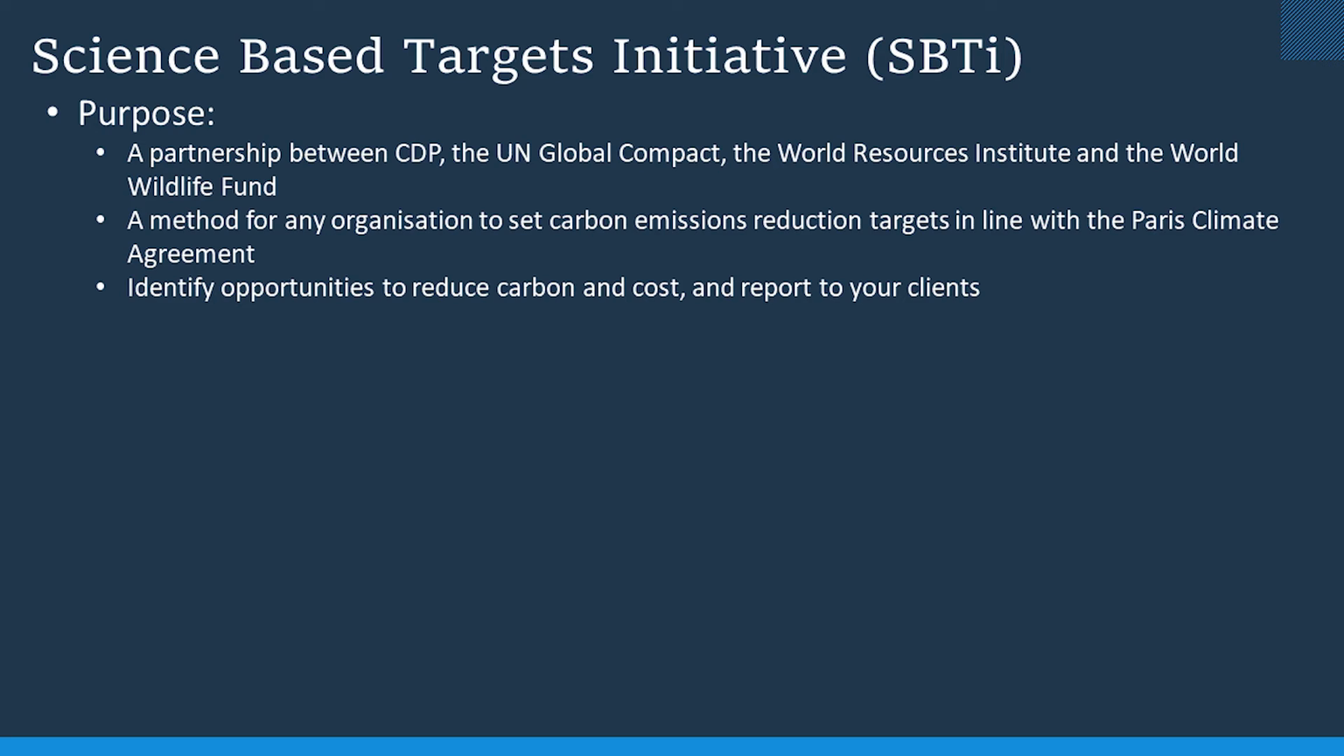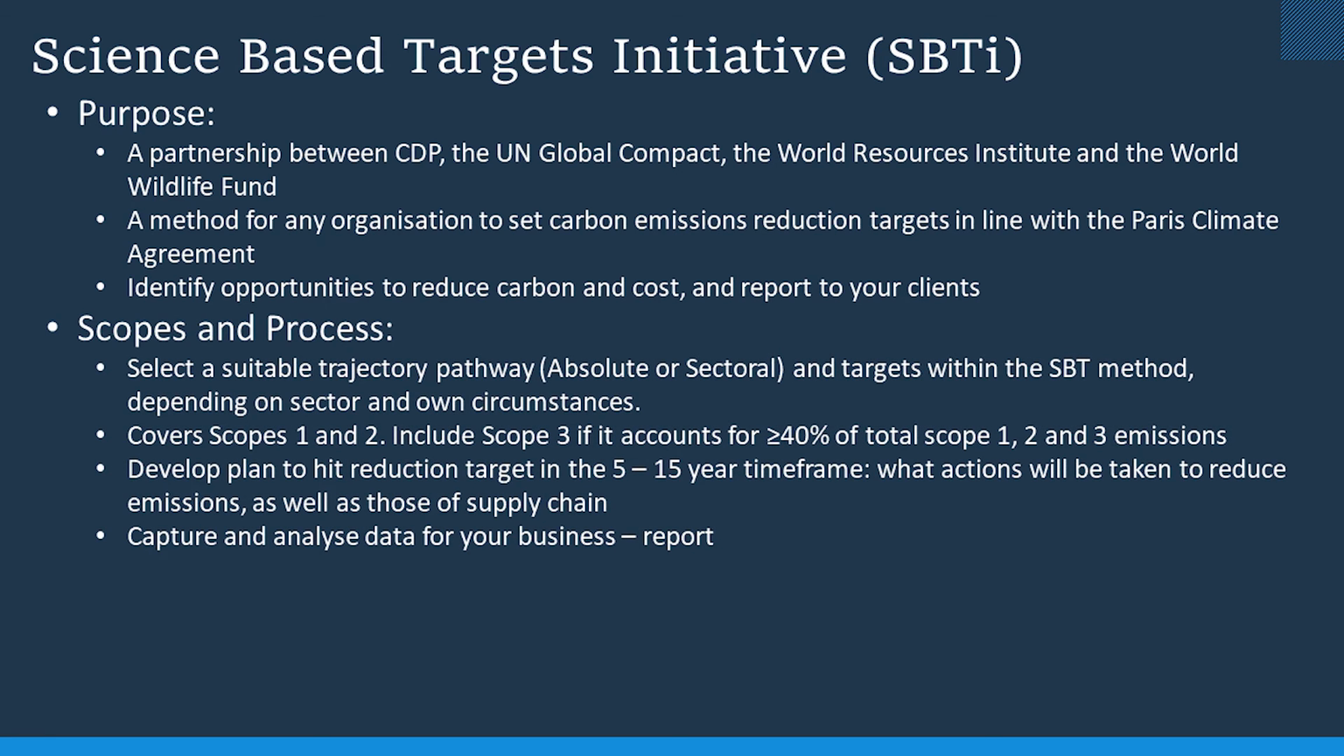The SBTi is a way of modelling that for an individual organization and a sector to say, well, how can that organization contribute to that downward trajectory? What does it mean in terms of the emissions that you are allowed to make, reducing emissions over the next 30 odd years? And within that, you can identify opportunities to reduce carbon and reduce cost, and ultimately report that to your clients as well. So the scope and process. You need to select a suitable trajectory pathway. That diagonal line coming down I mentioned a minute ago. Is it absolute for your organization, or is it sectoral based, depending on what sector you're working in?